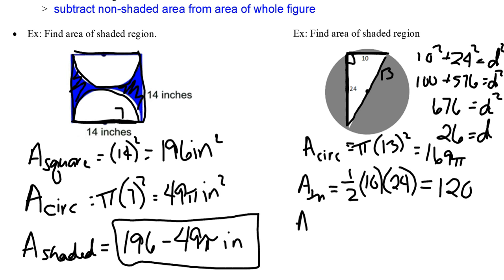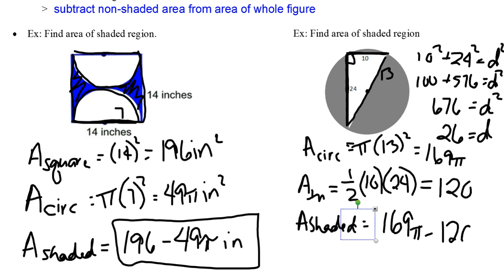So again, the area of the shaded region is the area of the whole figure, the circle, 169 pi, minus the area that's not shaded, that triangle, 120. And there's my shaded region.